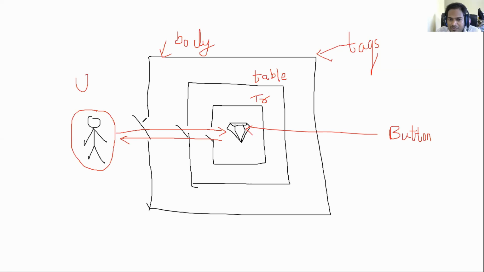This procedure is called capturing. Now the event has reached the button. Now it has to come back to the user that yes, it is clicked. It's like you're coming out of the room. So now how it works: the button tells the TR that yeah, it is clicked, then the TR tells the table, and the table tells the body. That is how it works. This reverse is called bubbling.